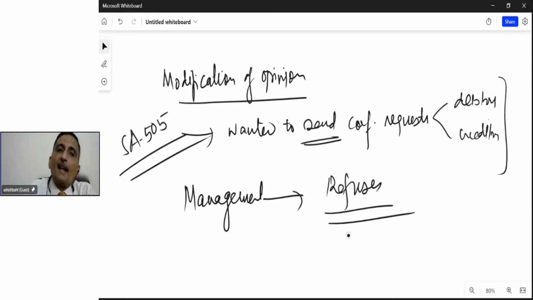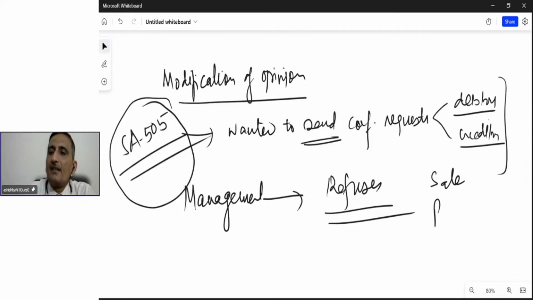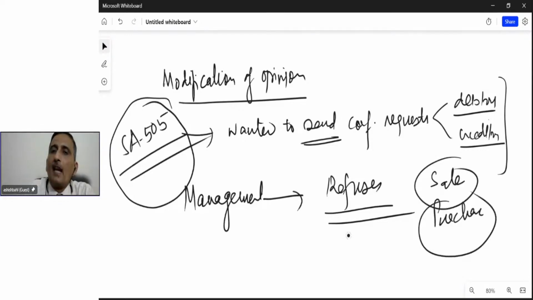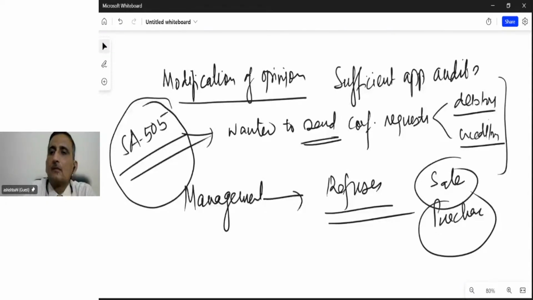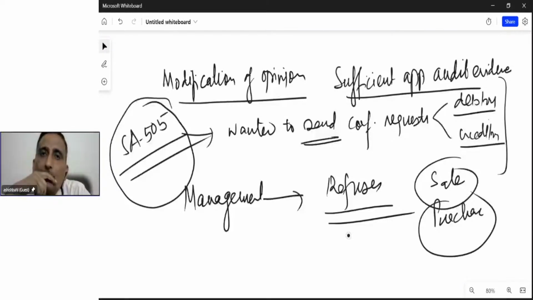So in respect of such an important matter which has relationship with debtors, with creditors, with sales, with purchase, you have not been able to obtain sufficient appropriate audit evidence. So in this case, you are not able to obtain sufficient appropriate audit evidence. So what you may do, you may like to disclaim the opinion. Okay, because in those circumstances, the impact of material misstatements could be huge, and it could affect many things in the financial statement, many elements of the financial statements. Okay.